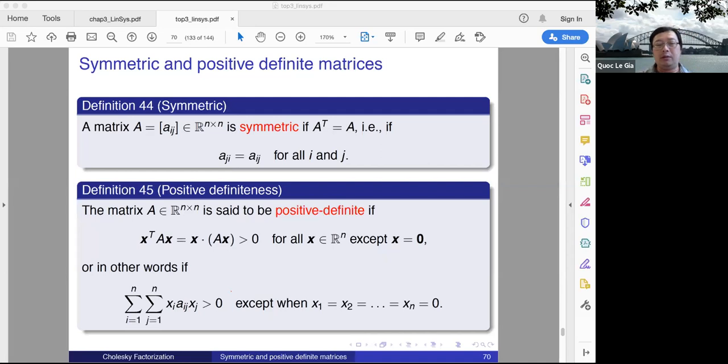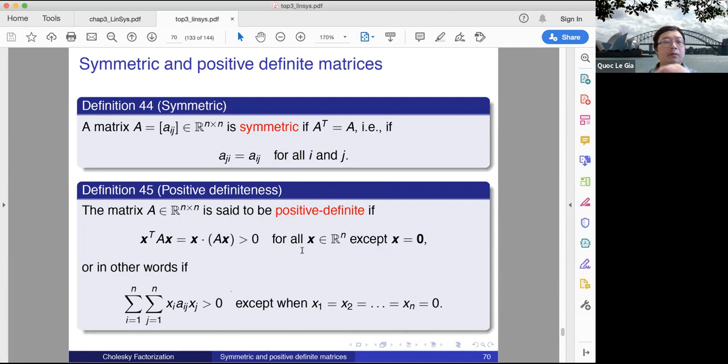so remember we consider this matrix sorry I need to fix up my camera.